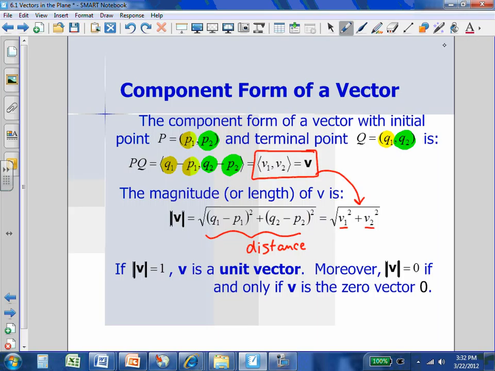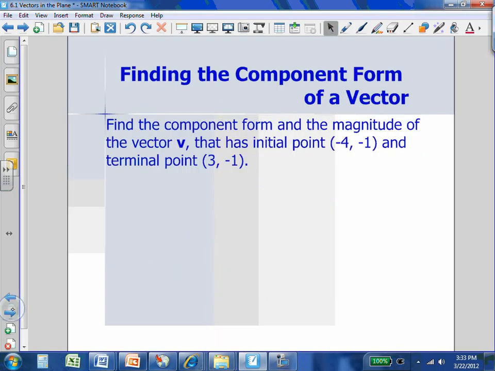A little note here about a unit vector, and you've heard the word unit before. When we described a unit circle, it meant that the circle had a radius of 1. Well, if we're talking about a unit vector, it means it has a magnitude or a length of 1. Another thing is that if you have a vector whose magnitude is 0, that means that vector is what we call the zero vector. There's not much to it, it's just a point. All right, let's actually use this idea now. It's not as complicated as it looks.